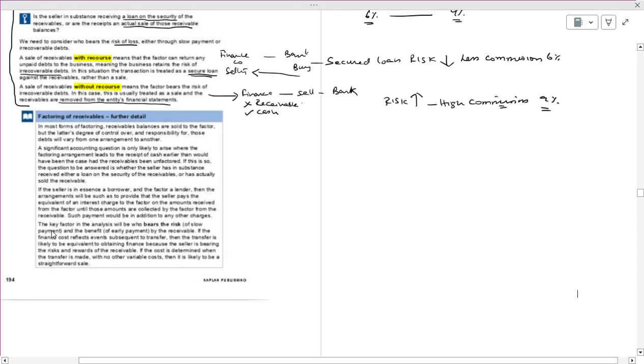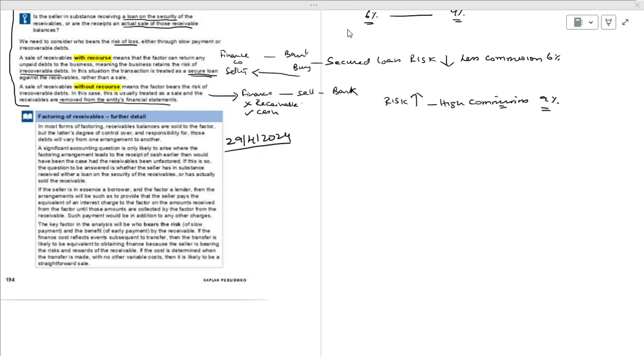What I told you about factoring: factoring is nothing but making sure of how we are working out with receivables. Now, coming back to this, we have two things, with recourse and without recourse.